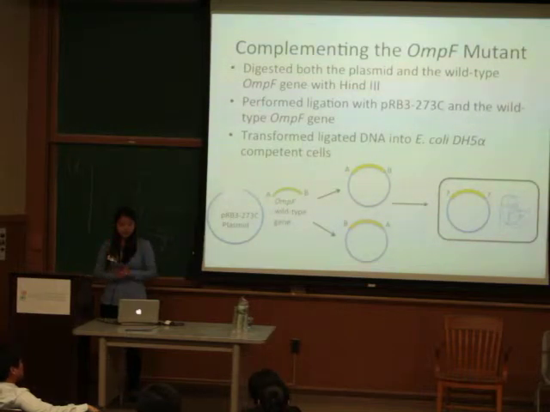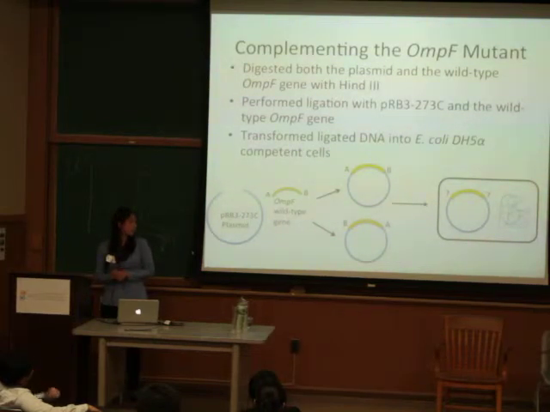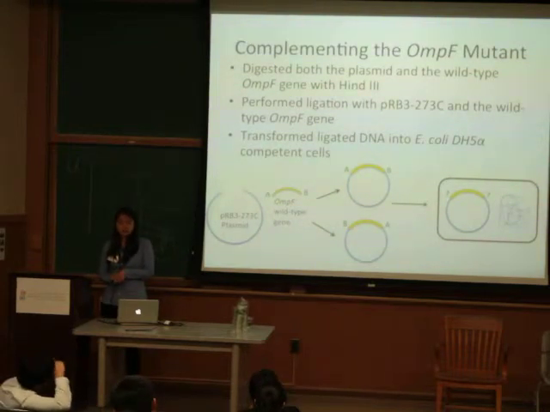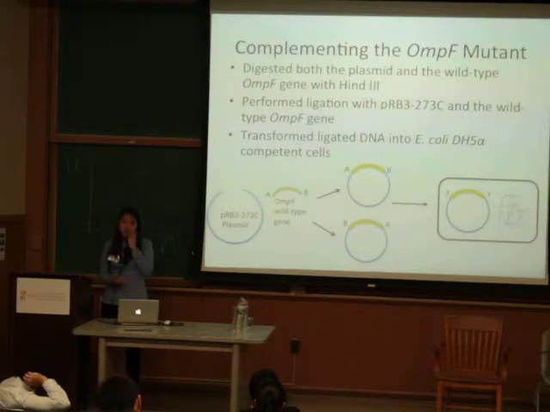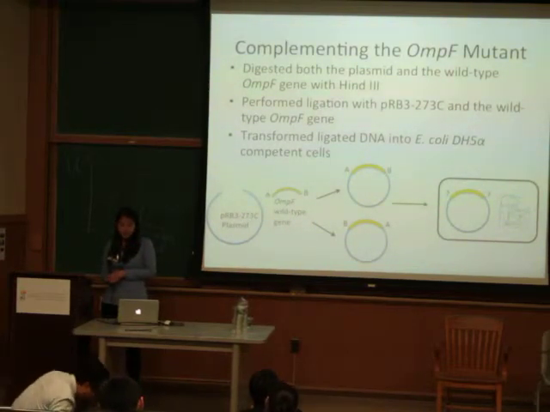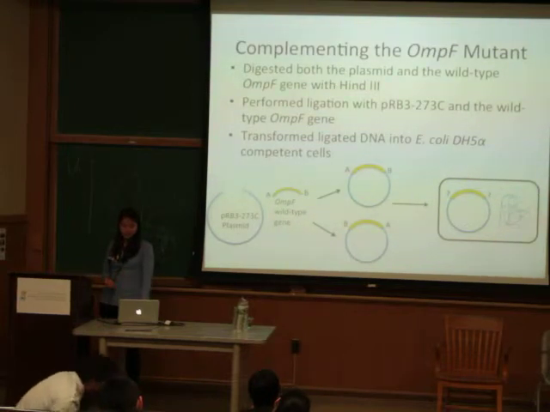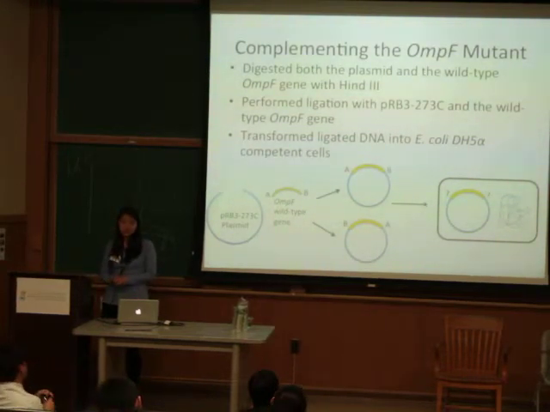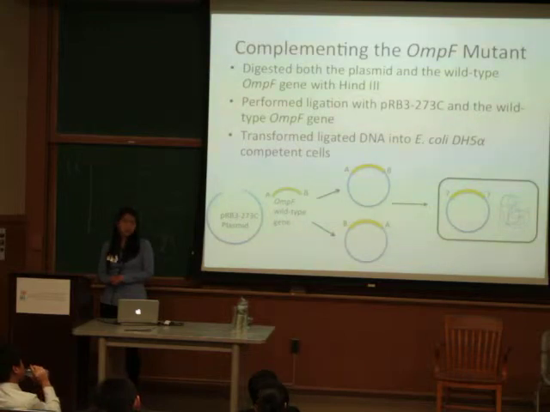So the way I did that was first I purified a plasmid, and that plasmid is called PRB3273C. And a plasmid is basically just a circular piece of DNA. And I also did a polymerase chain reaction to make many, many copies of the wild type gene. And then after that, I digested both the plasmid and the wild type gene with a restriction enzyme called HindIII.